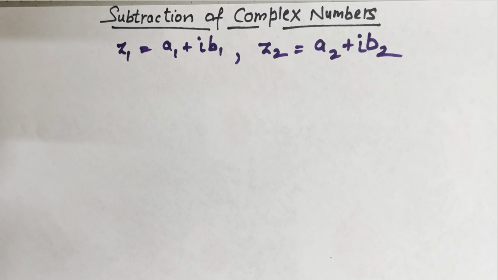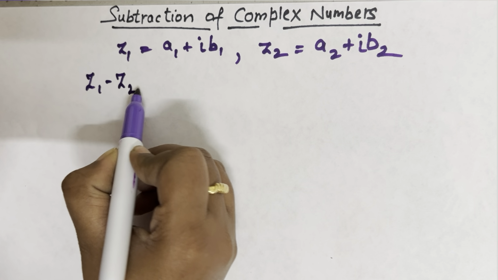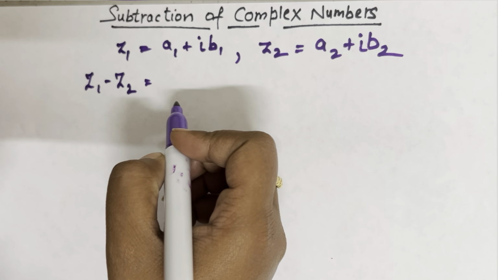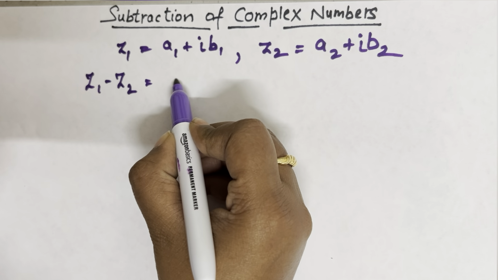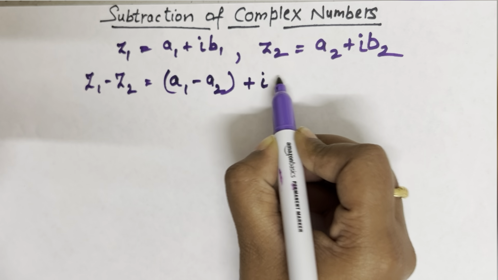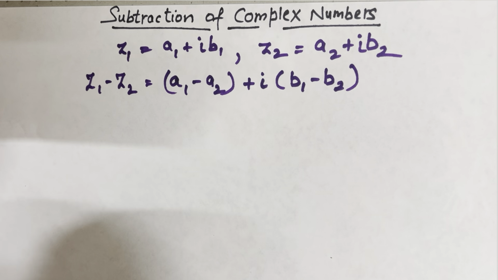These are the two complex numbers, and if we want to subtract these two complex numbers, that is we want to have z1 minus z2, then just like addition, we simply have to subtract the real parts and the imaginary parts separately. So we will do a1 minus a2 plus iota b1 minus b2. This will be equal to z1 minus z2.